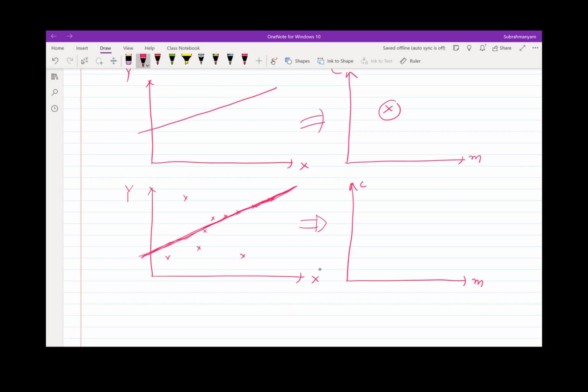Sir, we can plot the M and C graph. We can make every line possible with every two points in the y and x graph. Every two points, we will join them and plot them on the M and C graph, and there will be one point where all the points will be clustered around. So that will be the one point where this red line is passing.